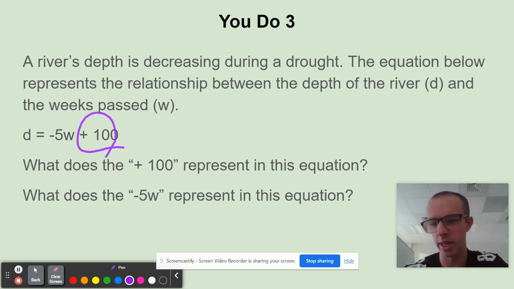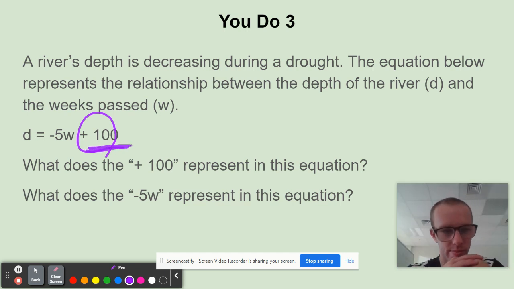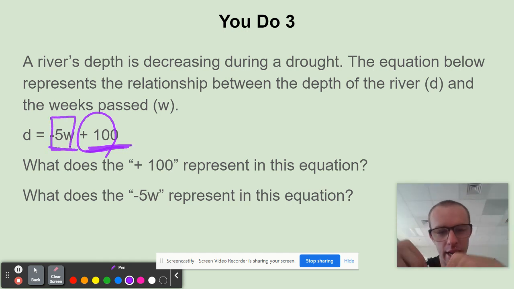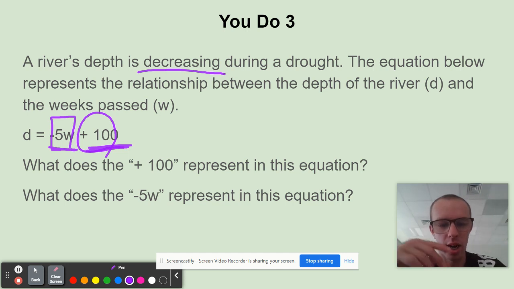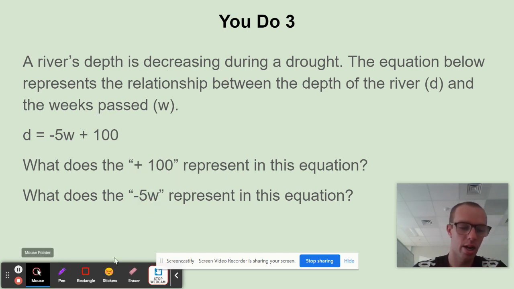All right, I'm not even going to write this actually, just listen. That's the starting depth of the river right here, right? That's where we begin. That's the constant. Well, what's happening? What does this negative 5W represent? Well, it's going down, right? It says it's decreasing. And we can also know this because that's a negative 5. So every week, the river is going down by 5 feet. The negative 5W shows us that it's decreasing by 5 feet per week. All right. So you have a beginning and a constant rate of change. And so that's linear functions. Hopefully this video was helpful. If not, please see your teacher in coach class.